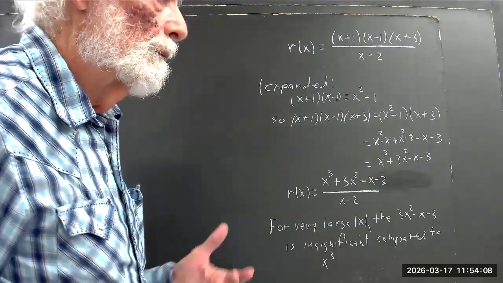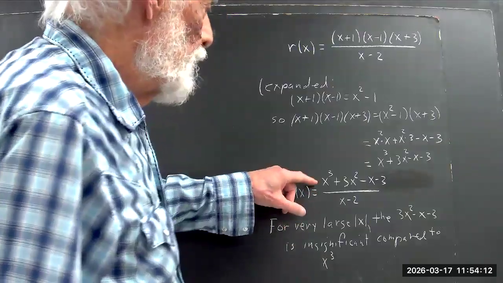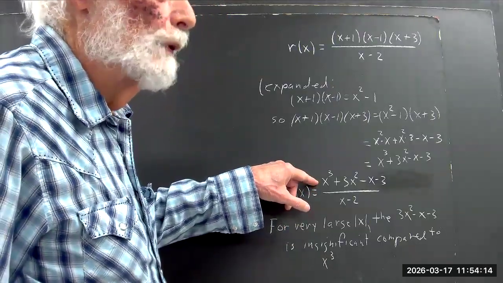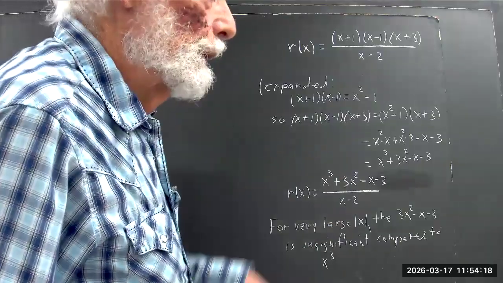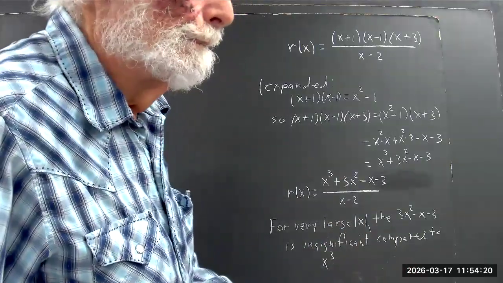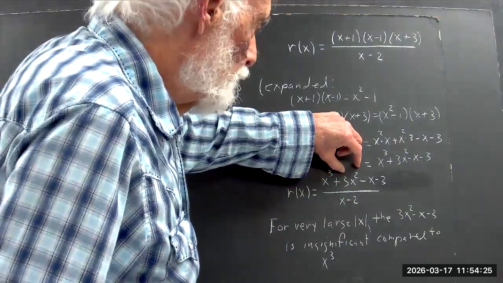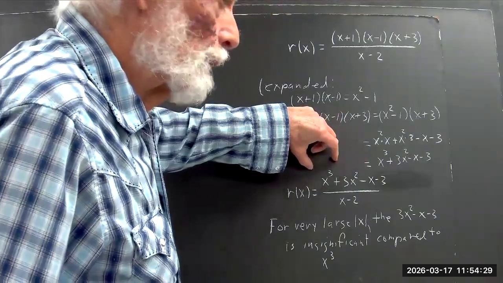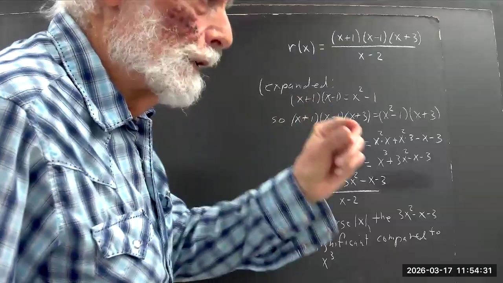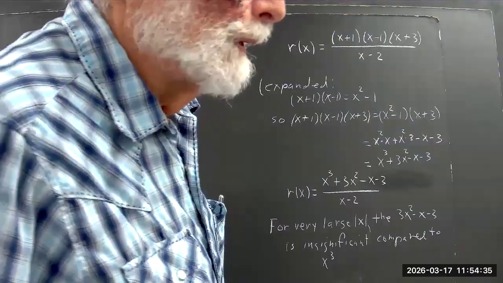For example, if x is 1,000,000, then x cubed is 1,000,000,000,000,000,000, which is 1,000,000 millions. 3x squared is 3,000,000. Okay, so that's like 3,000,000 versus 1,000,000 millions. Like 3 parts in 1,000,000. That's a very small part. And the x and the 3 don't amount to a hill of beans.